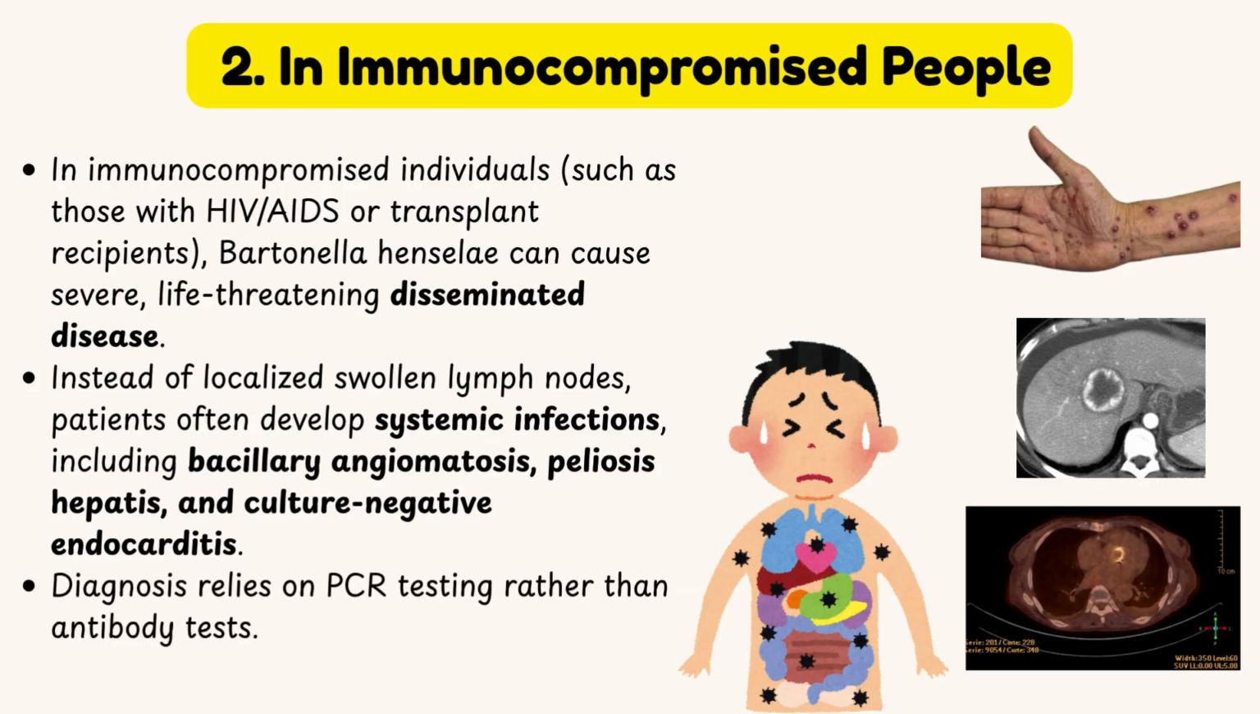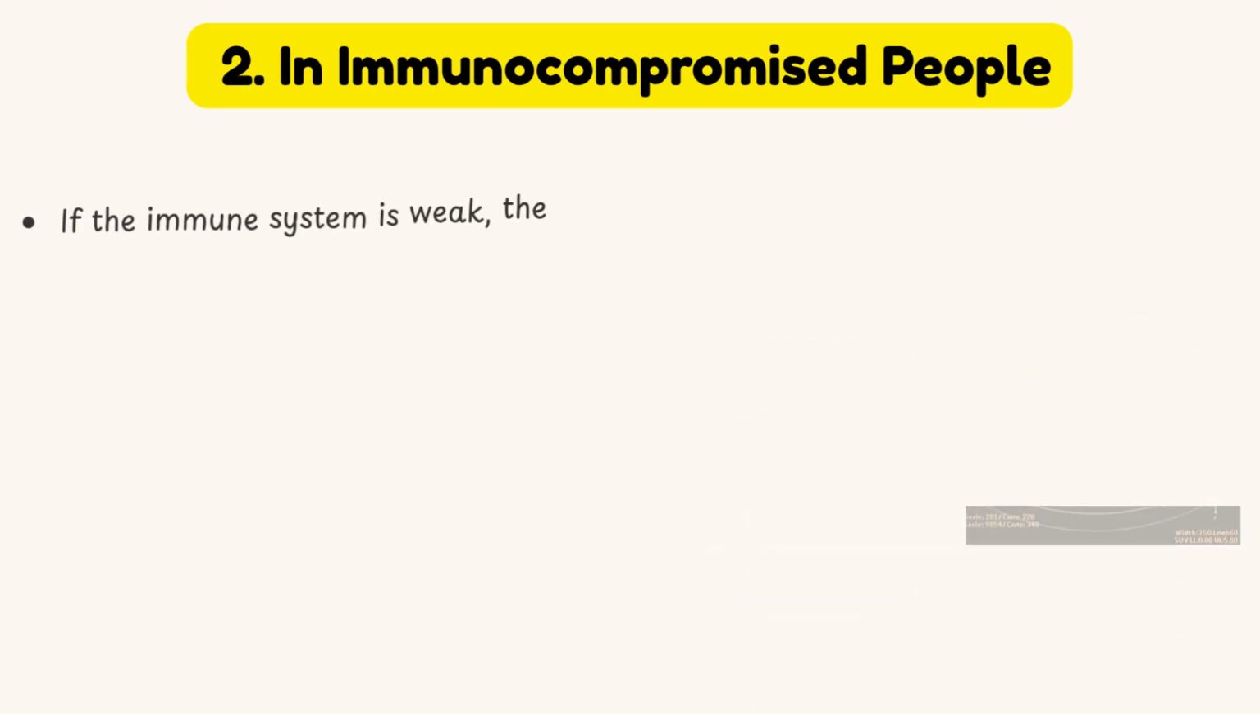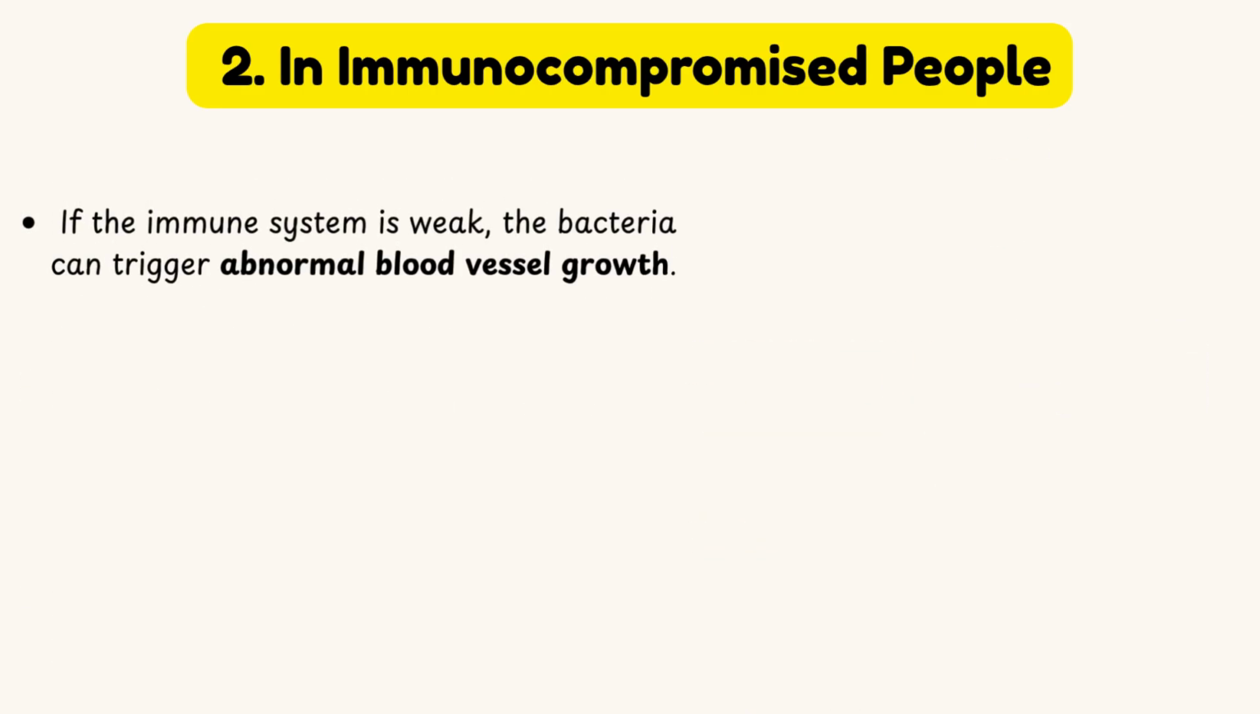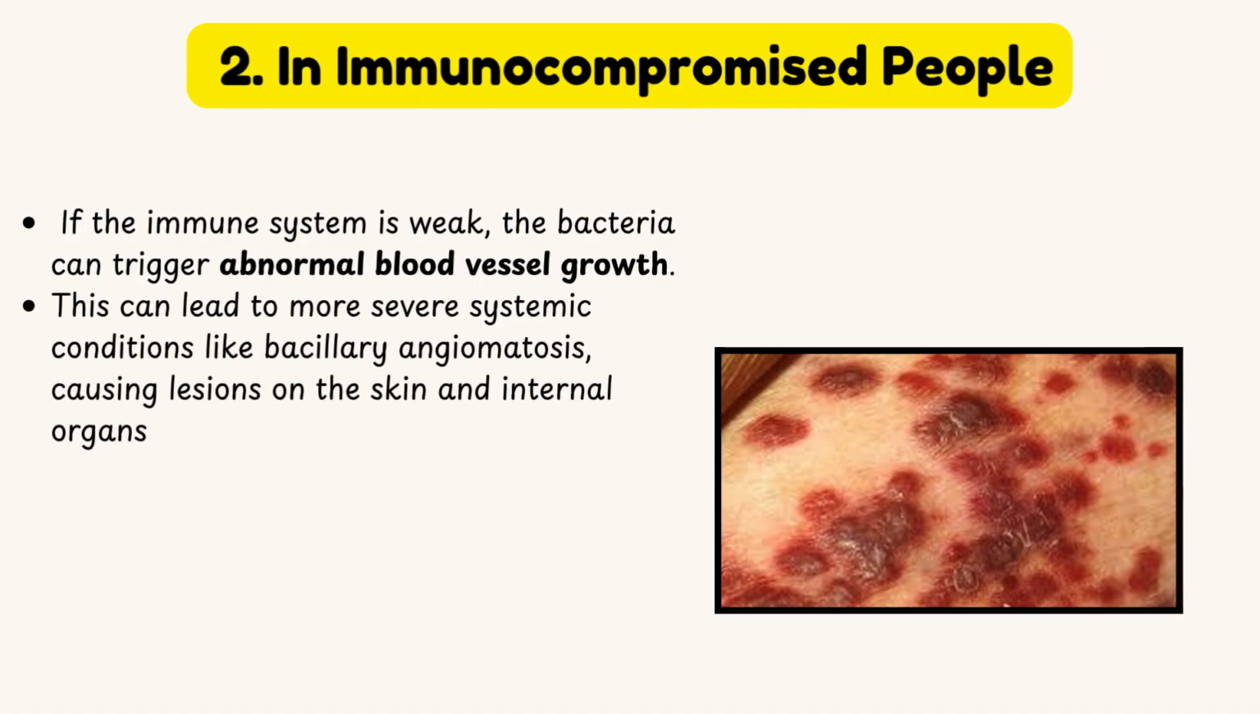Diagnosis relies on PCR testing rather than antibody tests. If the immune system is weak, the bacteria can trigger abnormal blood vessel growth. This can lead to more severe systemic conditions like bacillary angiomatosis, causing lesions on the skin and internal organs.